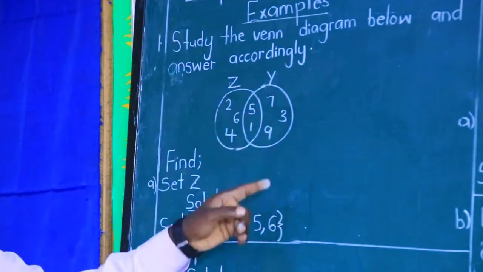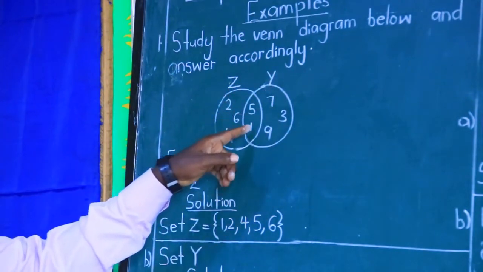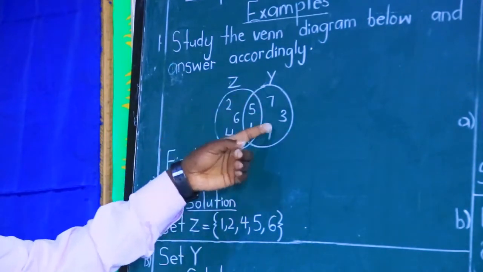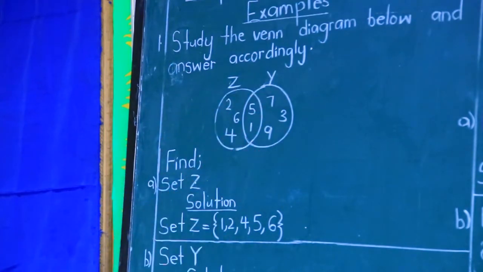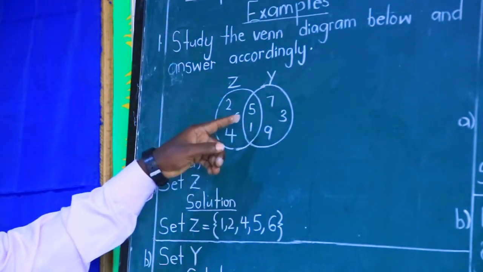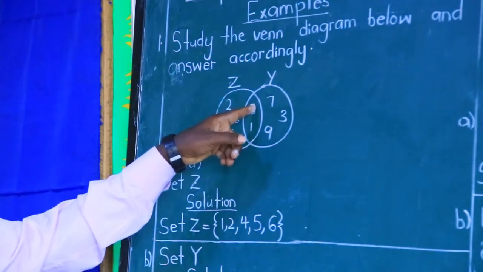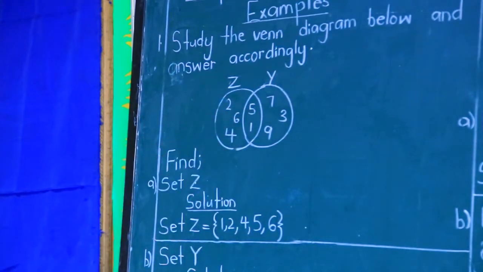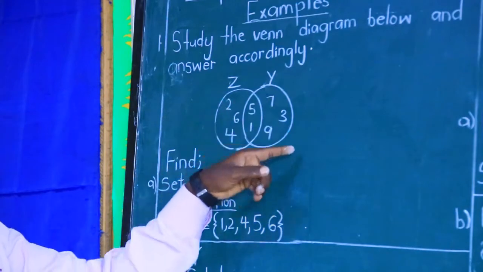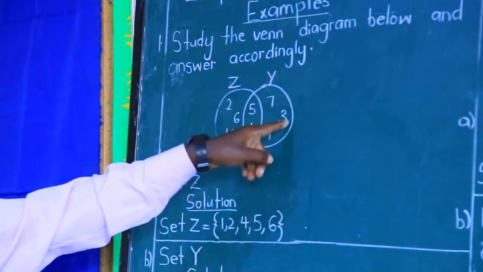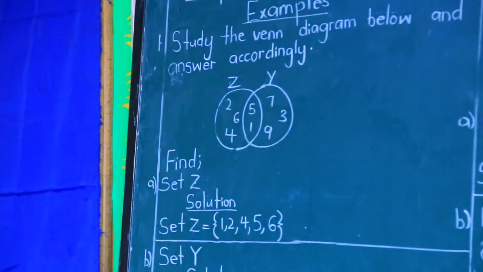So Z intersection Y is equal to 1, 5, whereas the whole set Z, as we see, this circle has members. If I try to list in order, we'll have 1, 2, 4, 5, 6 as members. Then set Y has its members, if listed in order, that is 1, 3, 5, 7, 9, as we are going to answer according to every part here.